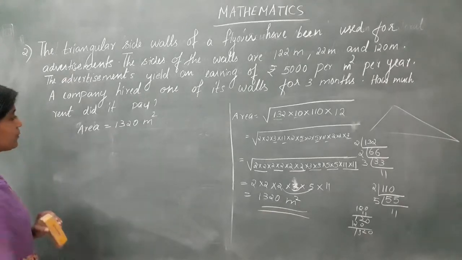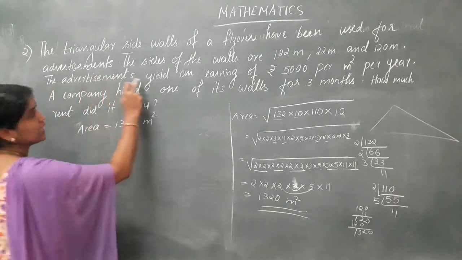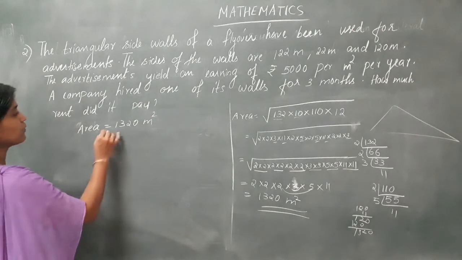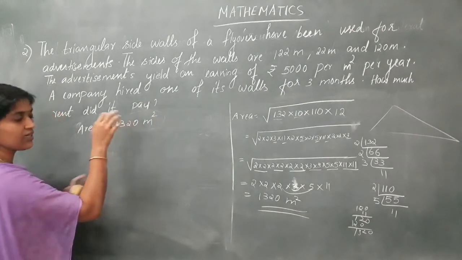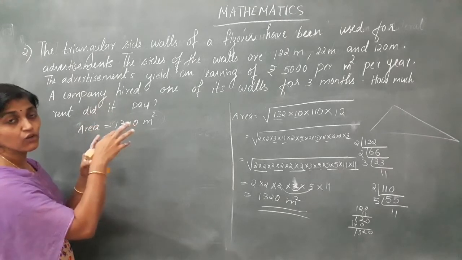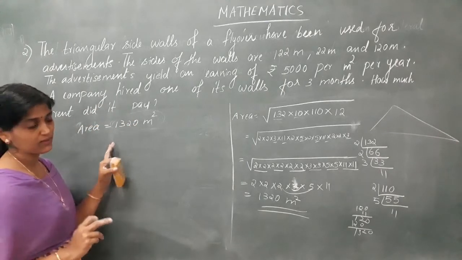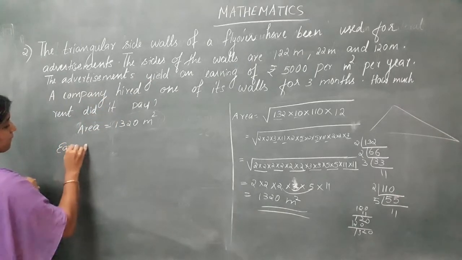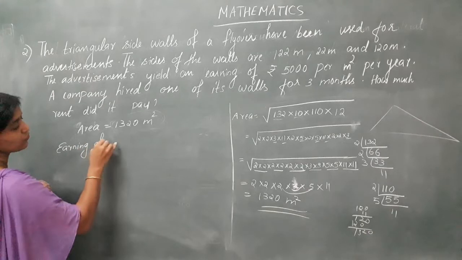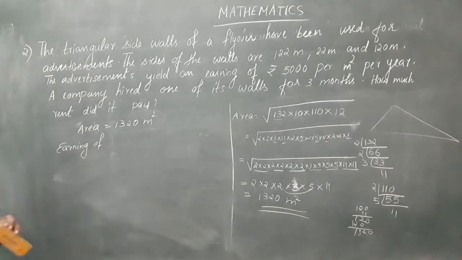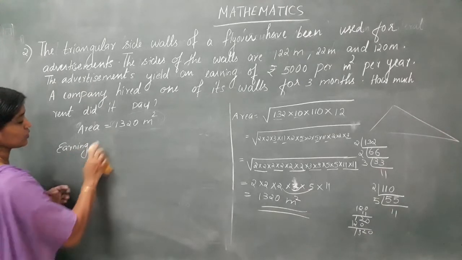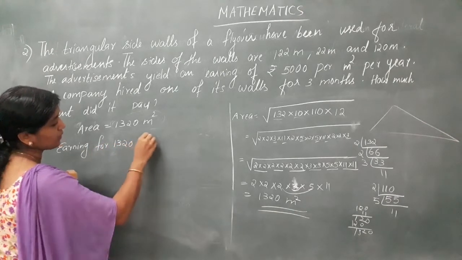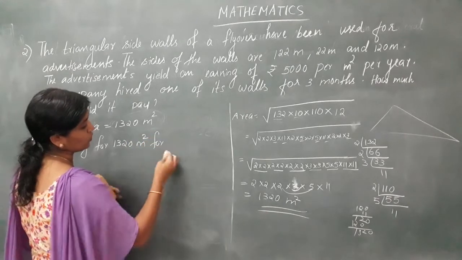Clear? Now I have to find the rent paid for this much area. So what I am going to do is that the advertisement yields earnings of rupees 5000 per meter square by the advertisement company for 1 year. Okay, so the earning for 1320 meters square for 1 year.